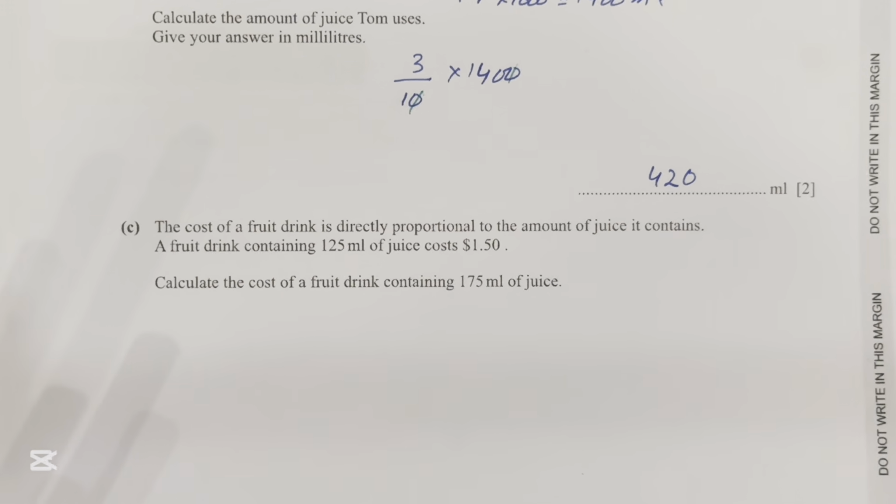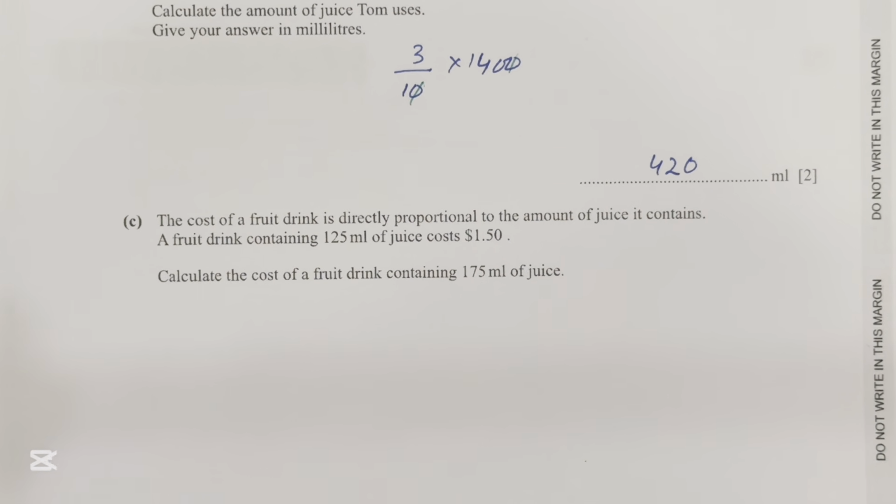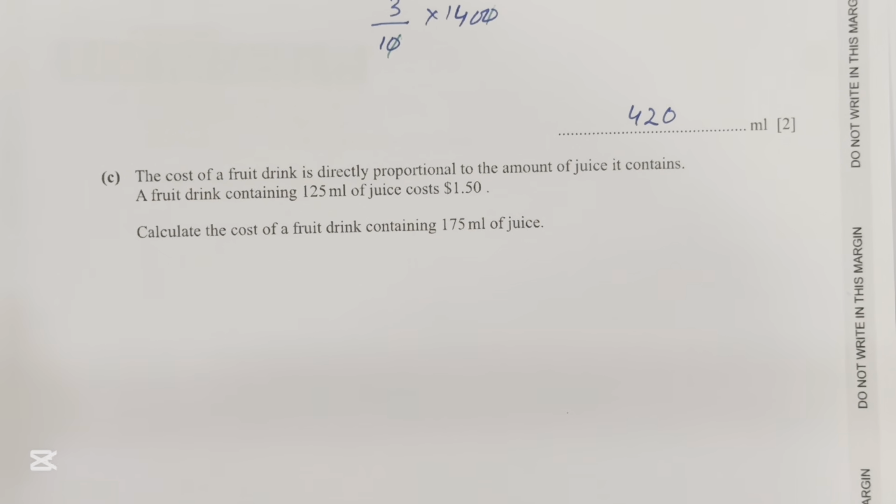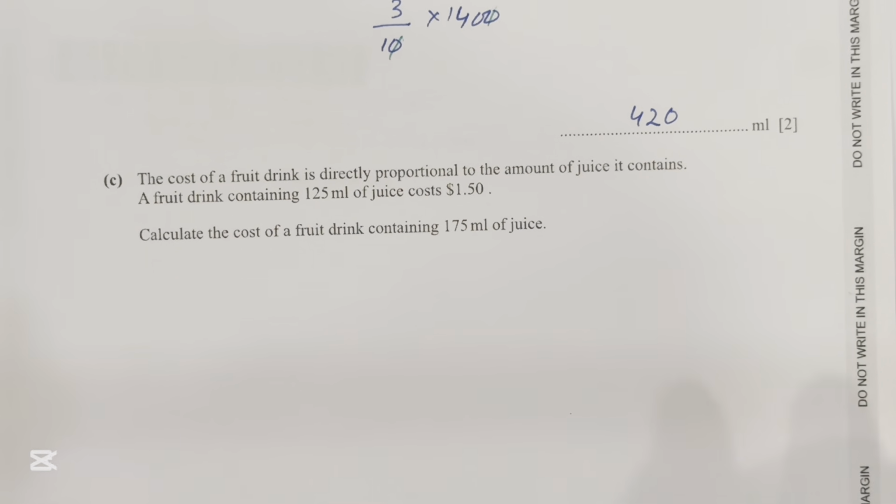Moving to part C, the cost of a fruit drink is directly proportional to the amount of juice it contains. A fruit drink containing 125 ml of juice costs $1.50. Calculate the cost of a fruit drink containing 175 ml of juice. Okay, this is a simple question.